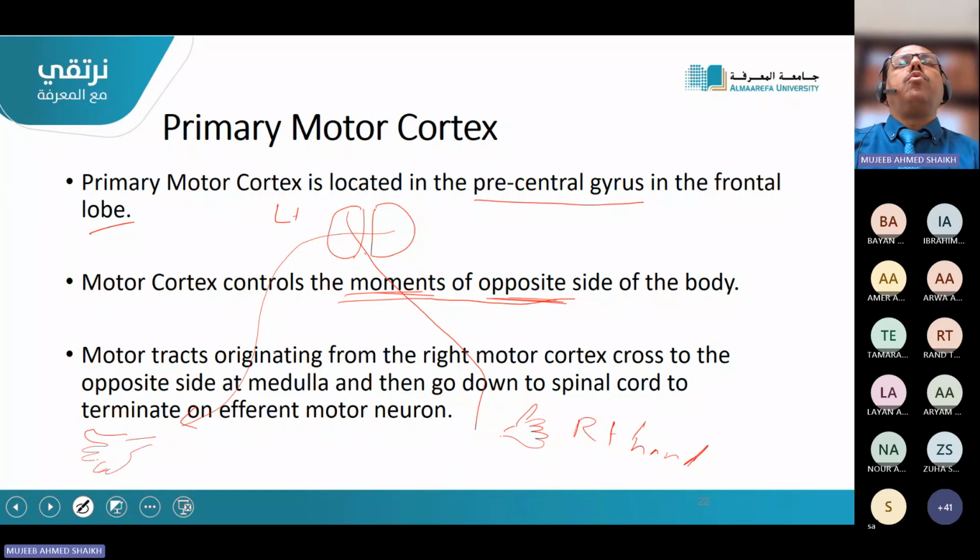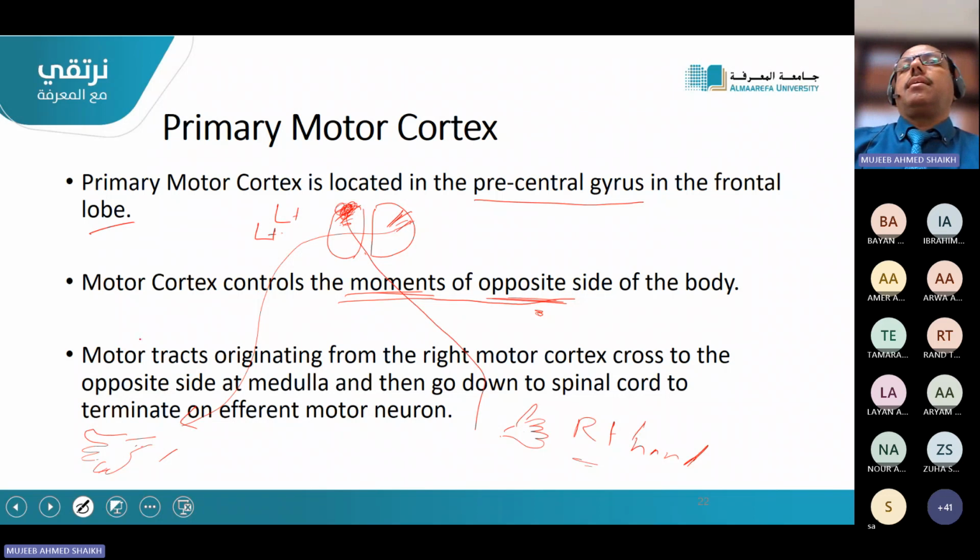So they are controlling the movement of the opposite half of the body. Now you tell me, suppose I have a brain stroke or hemorrhage or some damage here, where will be the loss of movement? Right hand. So if the left lobe of the brain is damaged, your right hand will not be able to function properly. If the right lobe is damaged, the left hand will not function properly.